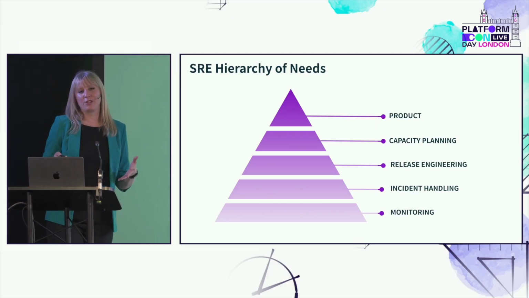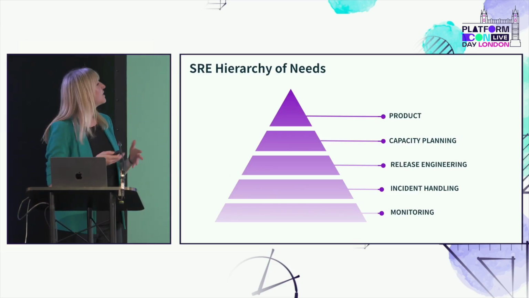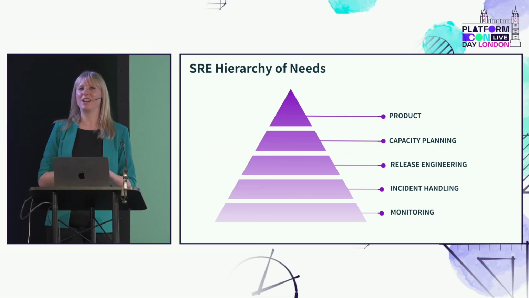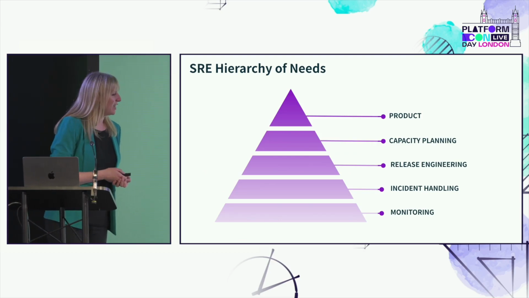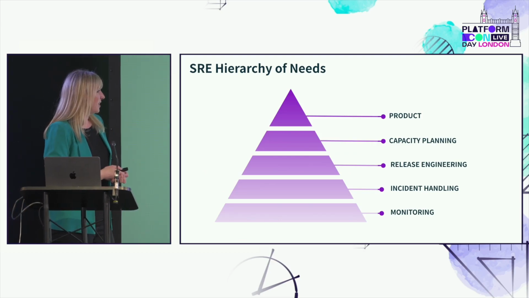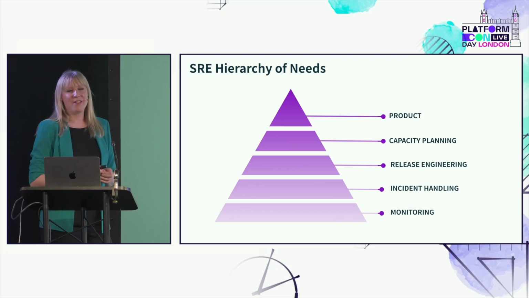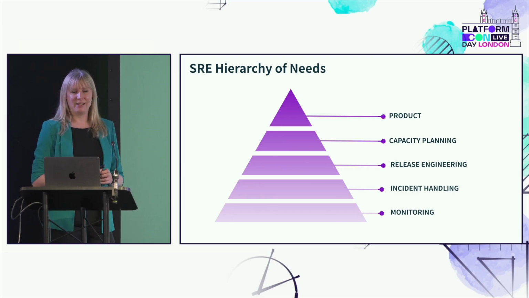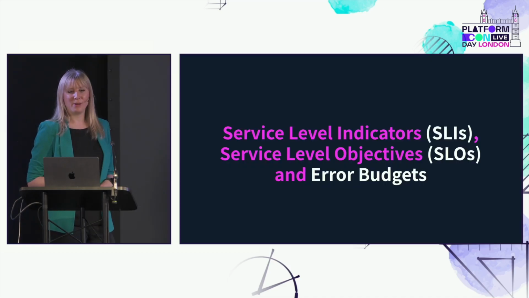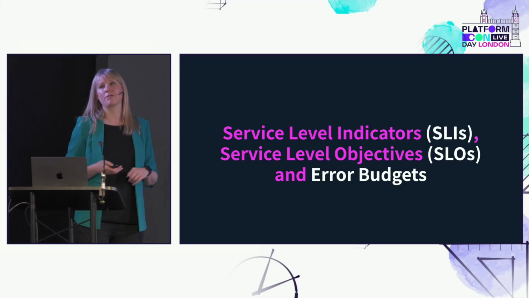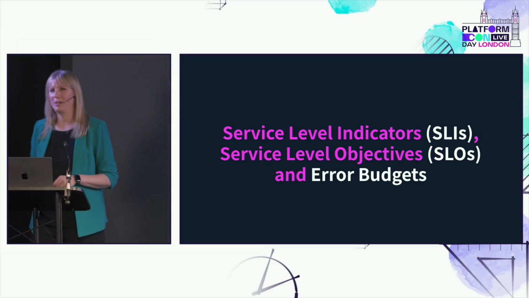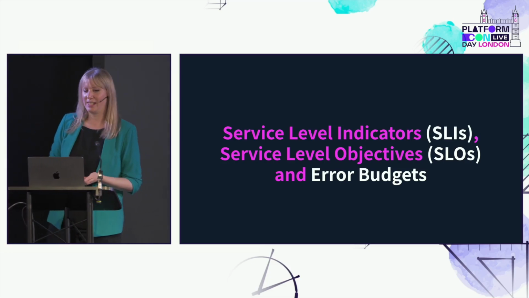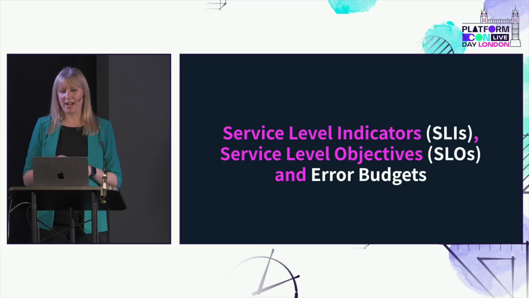The SRE book introduced the SRE hierarchy of needs, which I quite like as a model for thinking about reliability. And at the bottom, you'll see it's not surprising that monitoring and data about your reliability is fundamental. And so what I'm going to start with today is a bit of a refresher about how we measure and how we talk about reliability. Service level indicators, service level objectives, and error budgets.